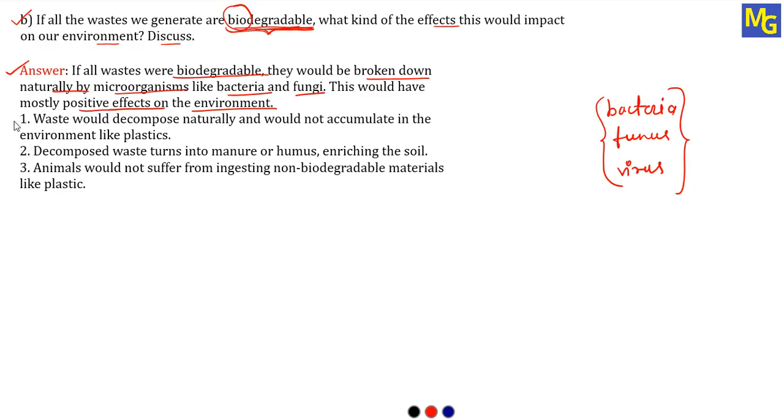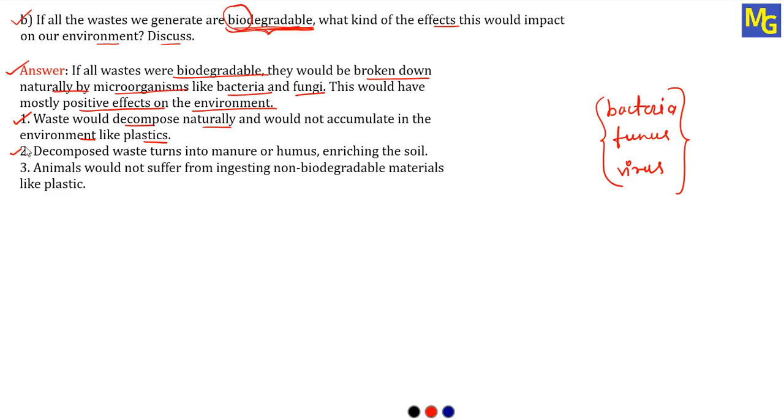You can see the first one. Waste would decompose naturally and would not accumulate in the environment like plastic. We have seen plastic. If you throw plastic into the environment, it will remain as it is for many years, because plastic cannot be broken down by these microorganisms. And if this repeats, you can see plastic waste everywhere in the environment, and that is called plastic pollution. So that will be avoided by this method.